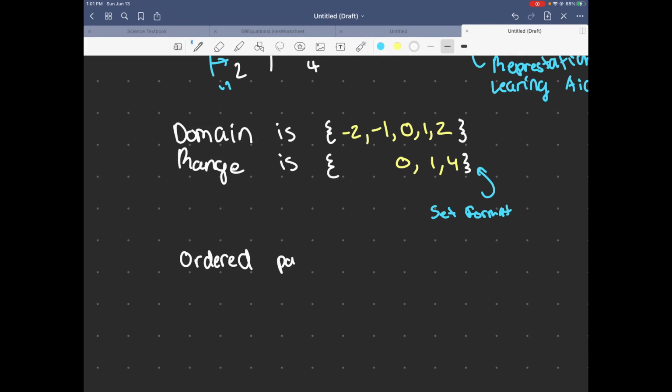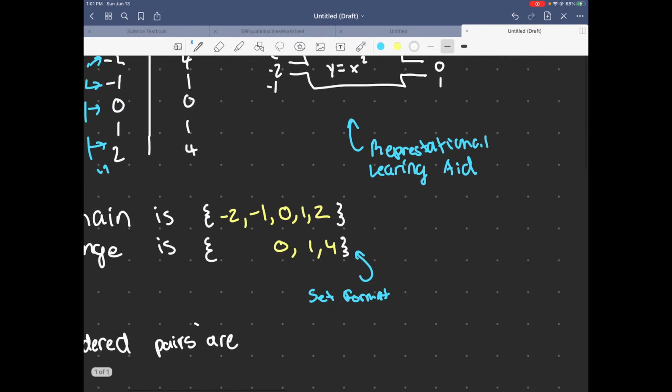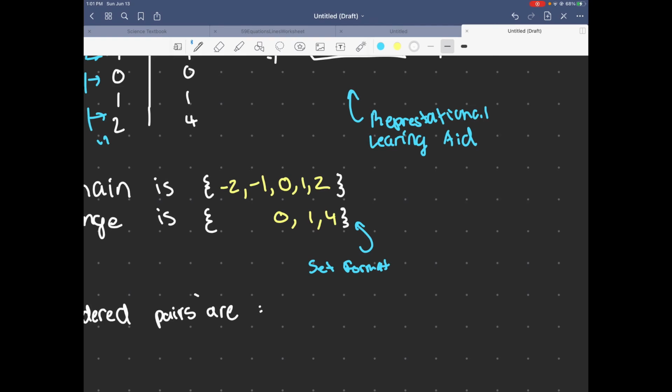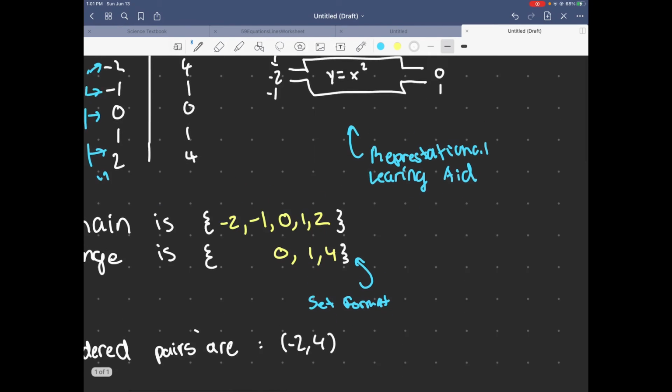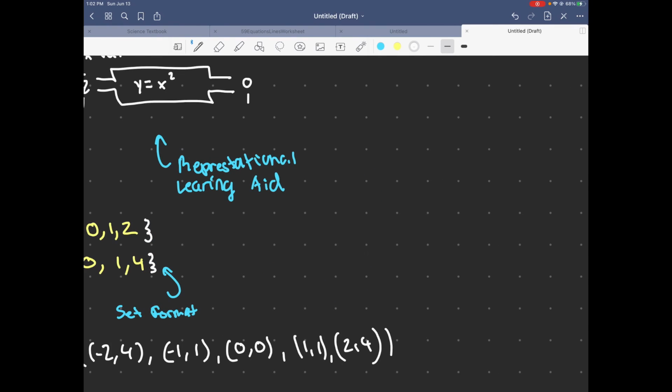Ordered pairs are, let's see here, -2, 4, -1, 1, 0, 0, 1, 1, and 2, 4. And we just write this.